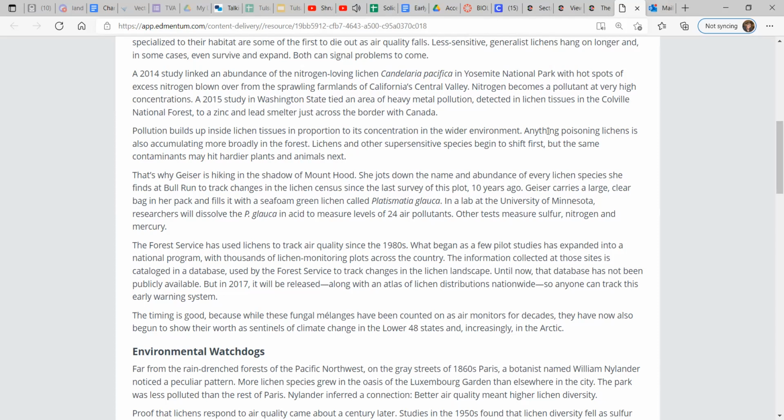She jots down the name and abundance of every lichen species she finds at Bull Run to track changes in the lichen census since the last survey of this plot 10 years ago. She's carrying a big bag in her pack, and she fills it with this seafoam green lichen called Platismatia glauca. In a lab at the University of Minnesota, researchers will dissolve this in acid to measure levels of 24 air pollutants. Other tests measure sulfur, nitrogen, and mercury.